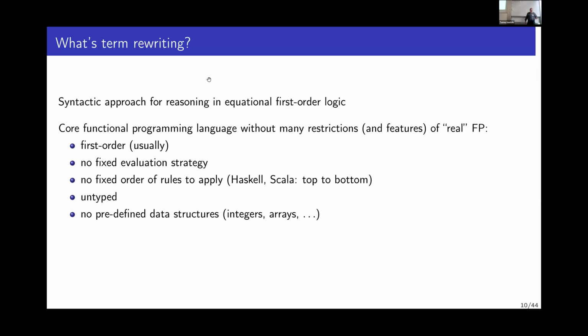Term rewriting usually doesn't assume fixed evaluation strategies. You can choose which rules to apply, so there's no specific order, whereas in Haskell or Scala, the programming language forces you: we're trying to apply a rule and we want to do a matching step. First try line 1, then try line 2, then try line 3, whereas term rewriting will happily grant you non-determinism. Anything that can work is allowed.